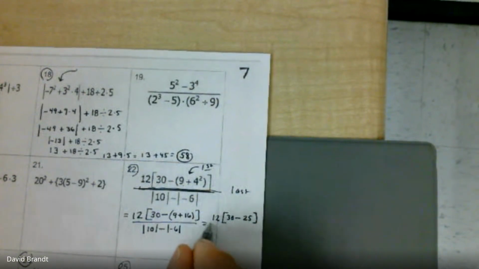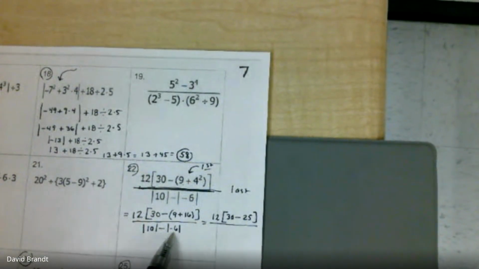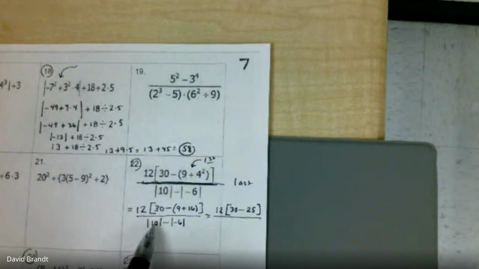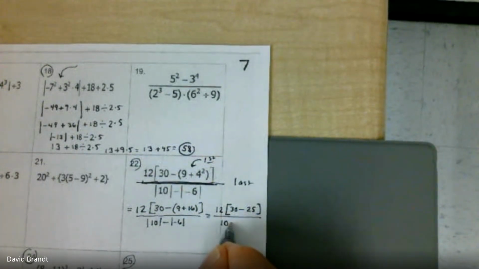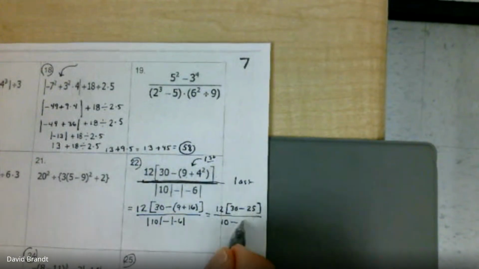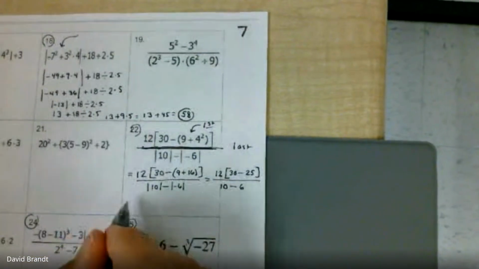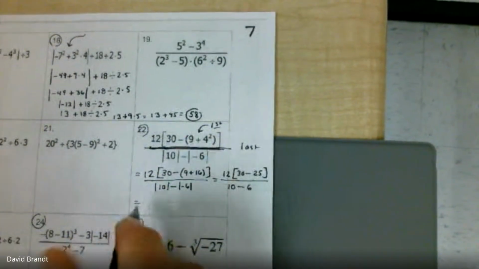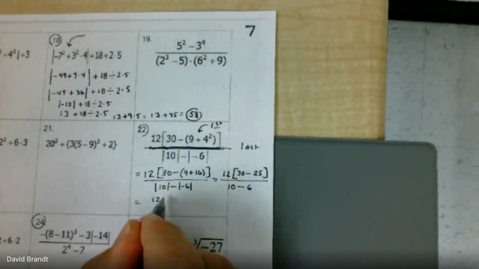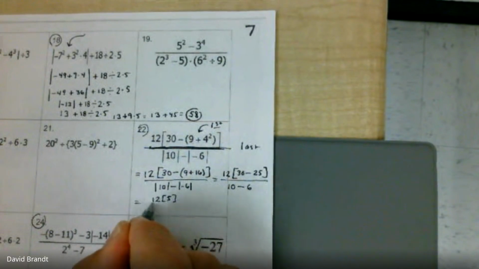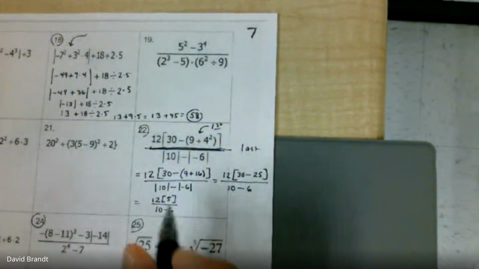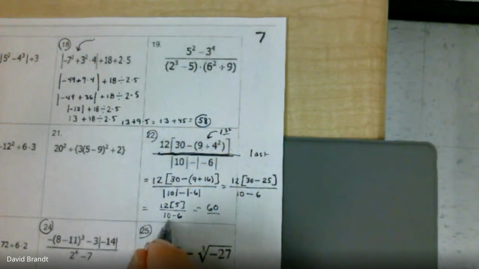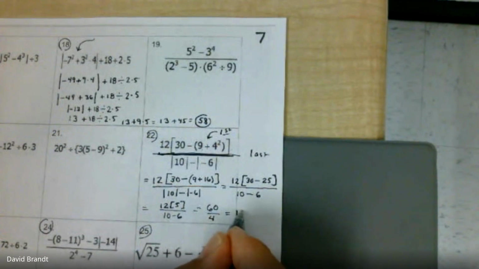All right, and on the bottom, now let's go ahead and take the absolute value of both of those numbers. You can do the bottom and the top at the same time. Just do this fraction bar last. The absolute value of 10 is 10. Subtract, do what's inside. The absolute value of -6 is 6. All right, what's next? These are just like parentheses. 30 minus 25 is 5, all over 10 minus 6. Now do the bottom and the top separately. 12 times 5 finally, that's 60. And 10 minus 6 is 4. 60 divided by 4 is 15.